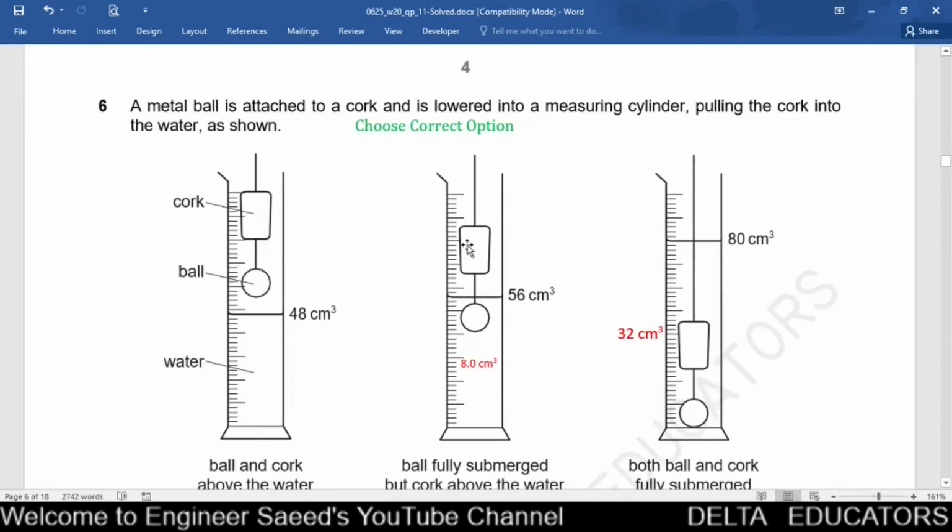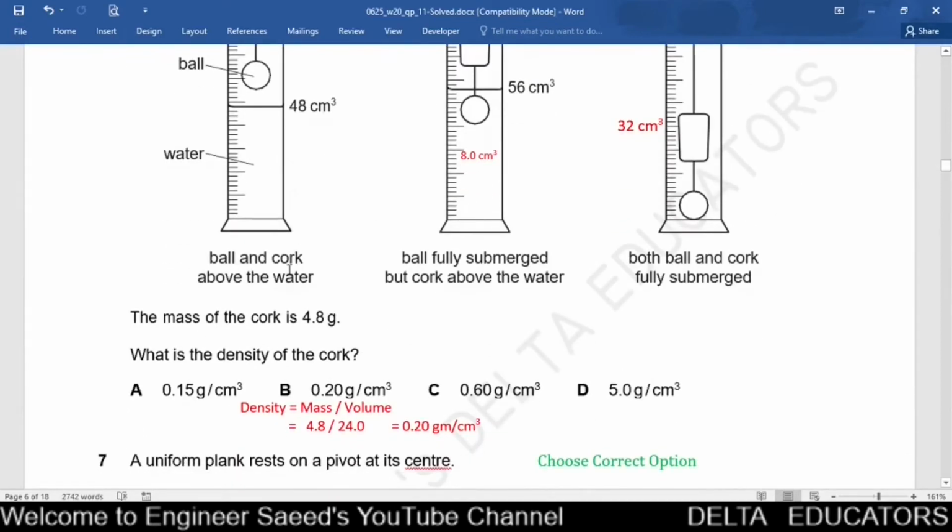Question number 6. A metal ball is attached to a cork and is lowered into a measuring cylinder, pulling the cork into the water as shown. The mass of the cork is 4.8 gram. What is the density of the cork? Density is given as mass over volume. So to find the density of the cork, we need the mass of the cork and the volume of the cork. Here the mass of the cork is given but the volume is not given. So first we have to find the volume of the cork.